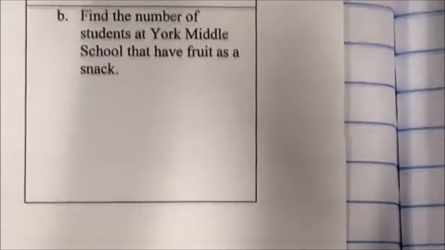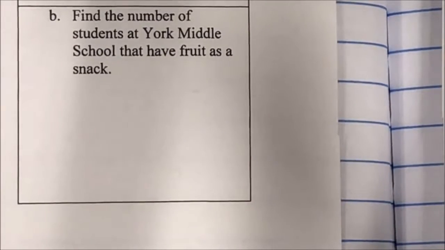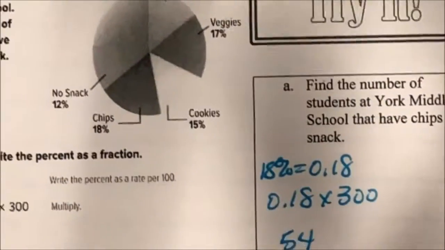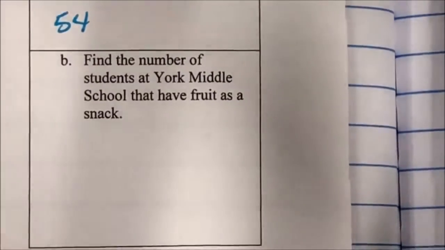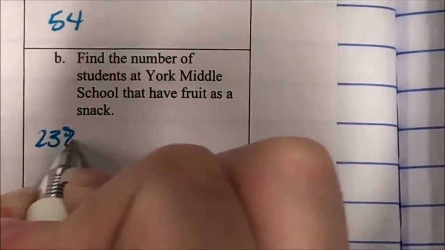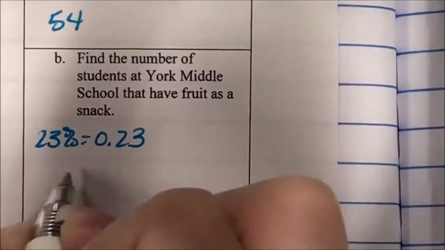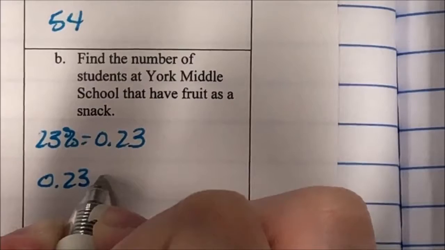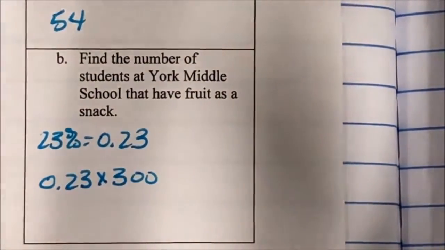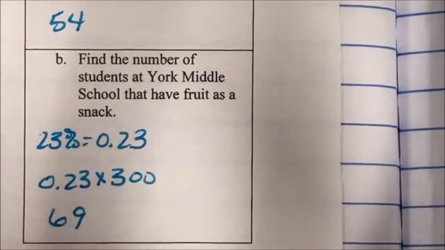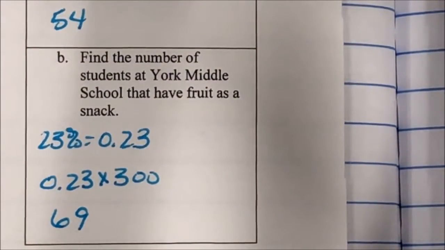Letter B says, find the number of students at York Middle School that have fruit as a snack. So I go back to my chart. I look for fruit. Fruit's up here. It's at 23%. 23% changed to a decimal, 0.23. So I do 0.23 of 300, which gives me 69. So there are 69 students that had fruit as a snack.